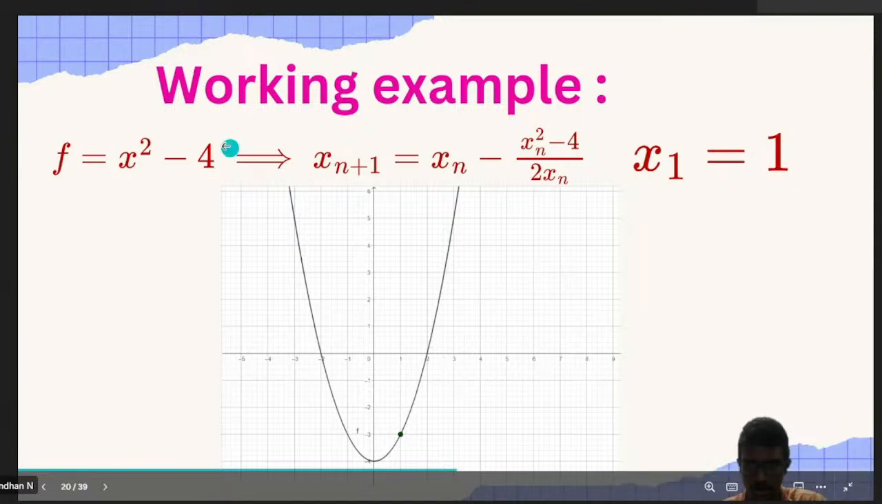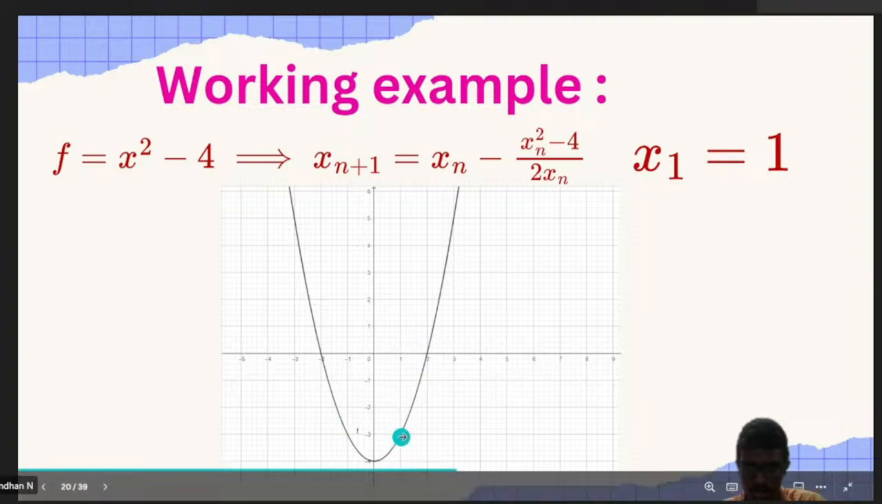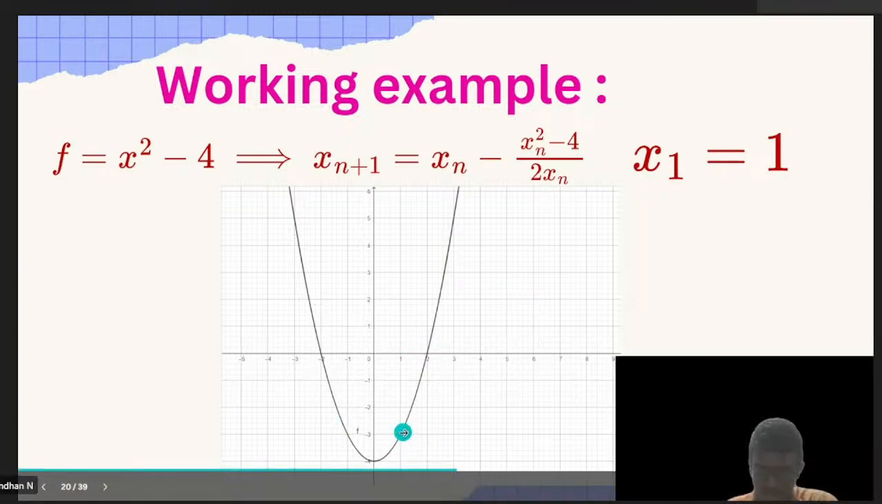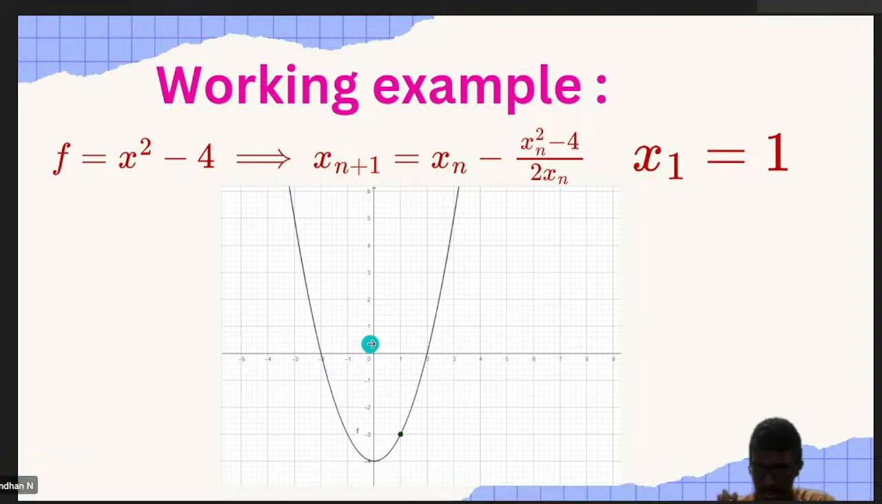So what would be the point? 1 square minus 4, which is minus 3. So this 1, this is minus 3. I hope you can see it. So this is a point which I have taken as initial. We should end up getting this point, 2, 0 or minus 2, 0, whatever. Basically, we need to get a solution.